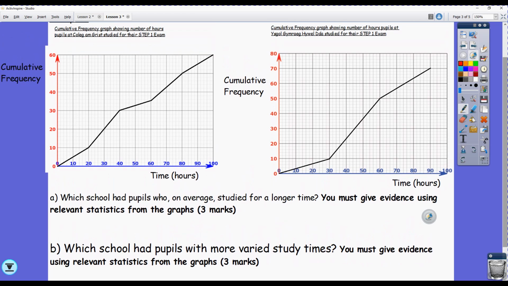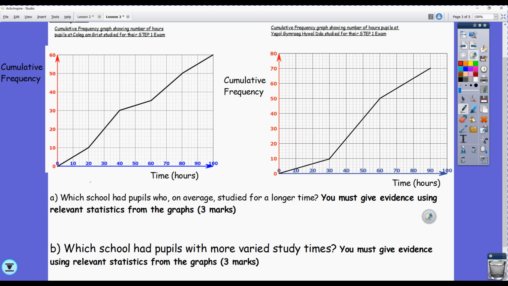So this question, we're given 2 cumulative frequency graphs again, so that's a nice hint that we have to compare distributions. So we have 2 schools, we have Coleg am Grist, and we're given a cumulative frequency graph showing the times that pupils revise for their step 1 exam. So step 1 is a maths exam you do when you're 18 if you want to go to a really, really top university for maths. And then the cumulative frequency graph on the right is for Ysgol Gymraeg Hawlfa and how long their pupils studied for step 1 exam. So if we look at the first one, it goes up to 60. So we have 60 pupils surveyed, and in the right, it goes up to 70 pupils were surveyed.